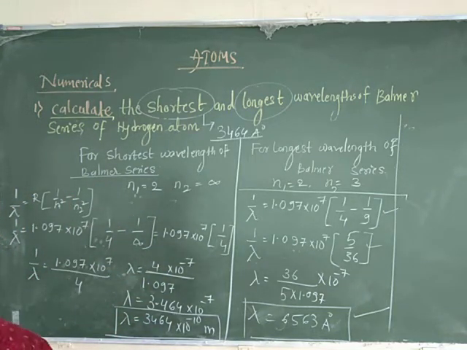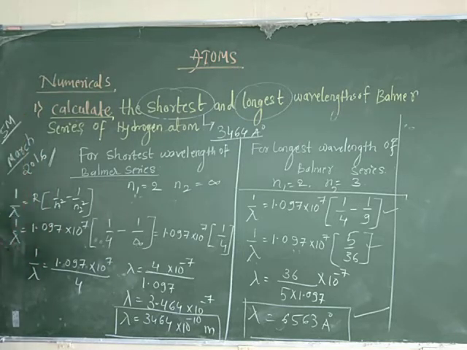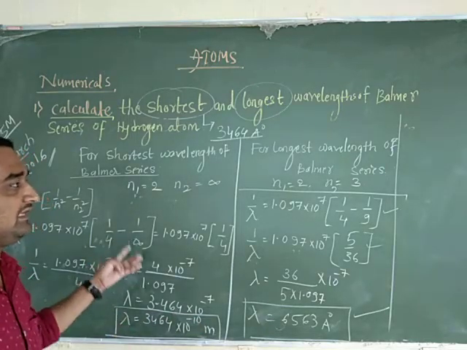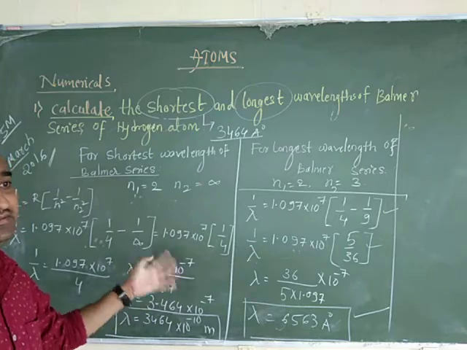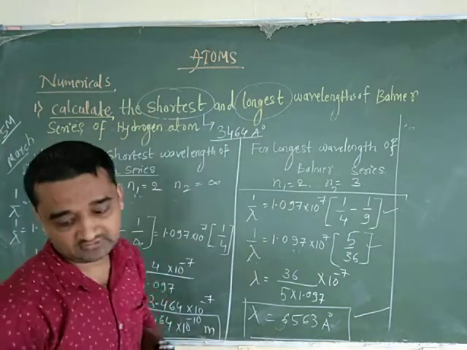This is a very important numerical on the chapter Atoms, and this problem was asked in March 2016. In the March 2016 annual examination, this problem was asked for 5 marks. They may ask about other series also, so that's why you calculate the Lyman, Brackett, Pfund and Paschen series. Calculate the shortest and longest wavelength for all the remaining 4 series.